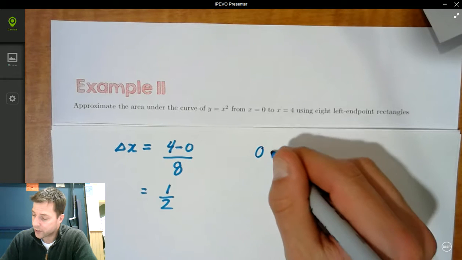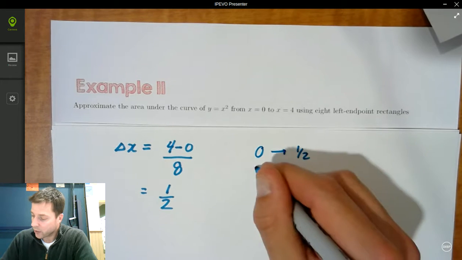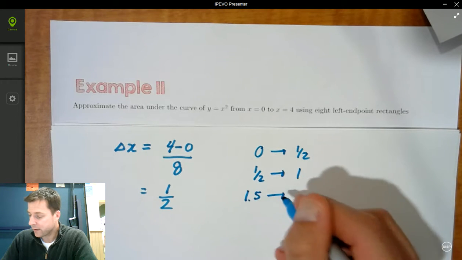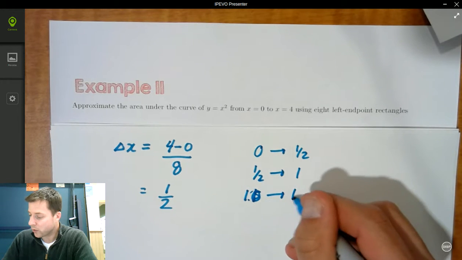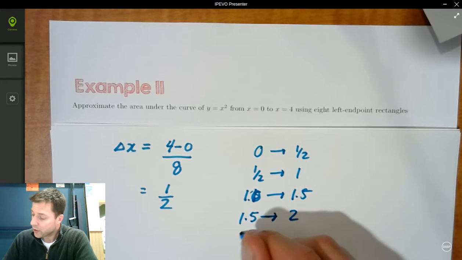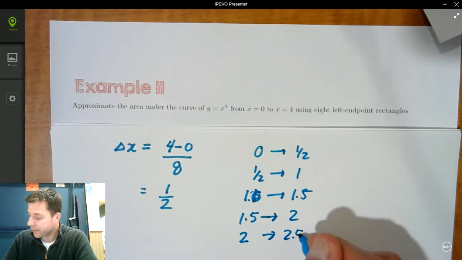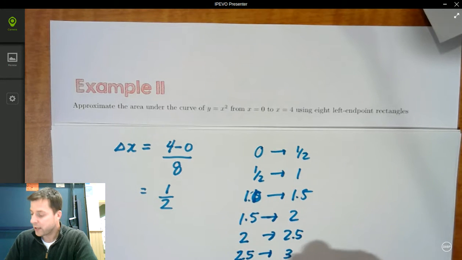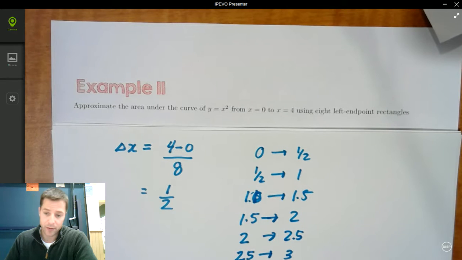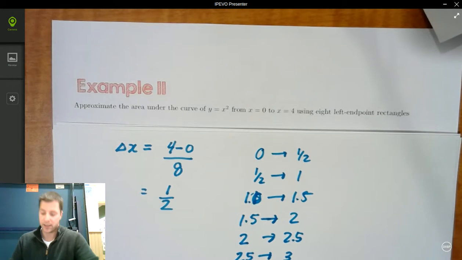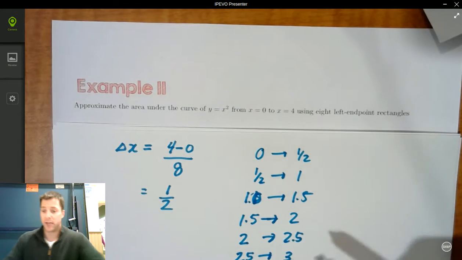Look, we're going to go from 0 to 1/2, 1/2 to 1, 1 to 1.5, 1.5 to 2, 2 to 2.5, 2.5 to 3, 3 to 3.5, and 3.5 to 4. Okay, 1, 2, 3, 4, 5, 6, 7, 8. 8 rectangles. And now I have eight rows here.